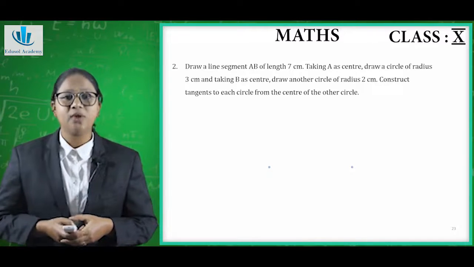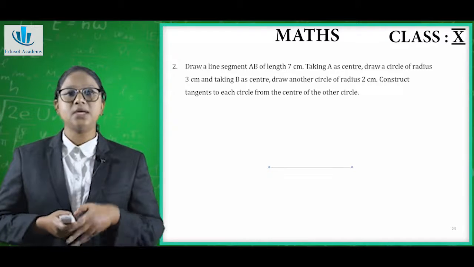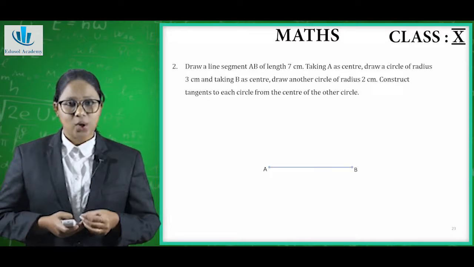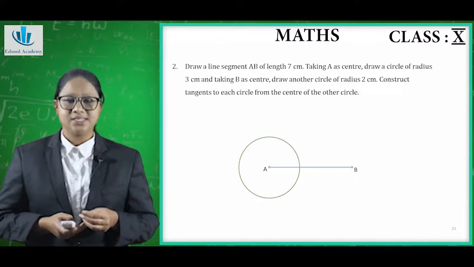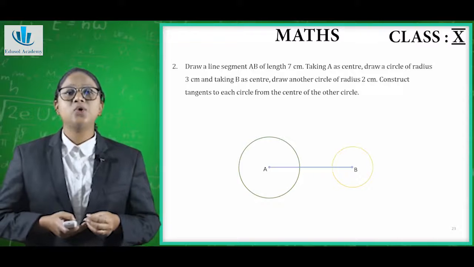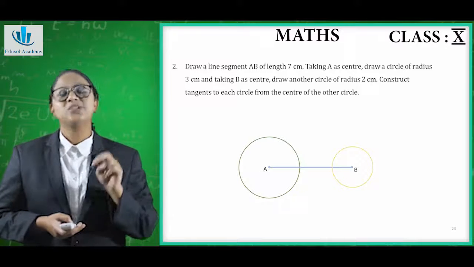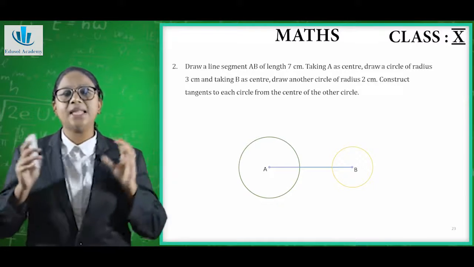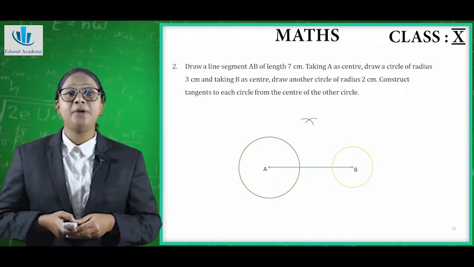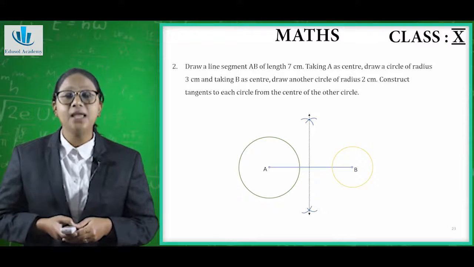So we shall begin with AB, that is 7 centimeter. It's given. Now with A as center, let's draw a circle of radius 3 centimeter. And with B as center, let's draw another circle with radius 2 centimeter. Those will be on either ends of AB. Now we shall draw the perpendicular bisector for AB.